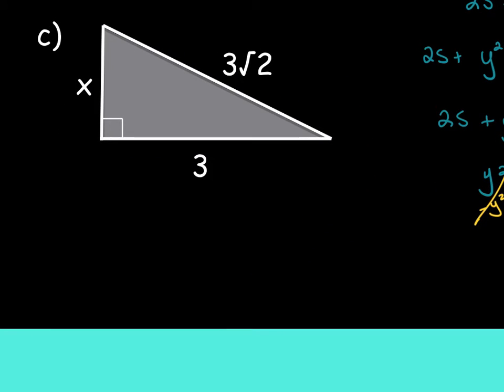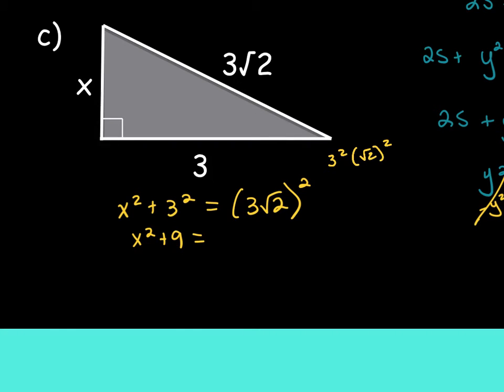Okay, now go to C. What should be by itself? The 3 squared. Good. So I get x squared plus 3 squared equals 3 root 2 squared. So I get x squared plus 9 equals, now you could look at this two ways: 3 squared times root 2 squared, or 3 times root 2 times 3 times root 2. Either way, there's two 3's, right? So 3 times 3 would be 9. And what's root 2 times root 2? 2. So I'd get x squared plus 9 equals 18.